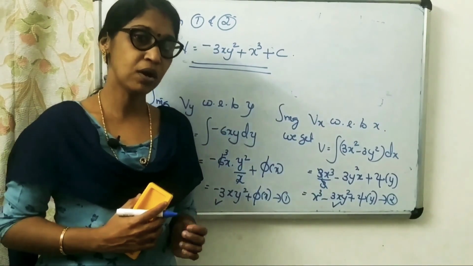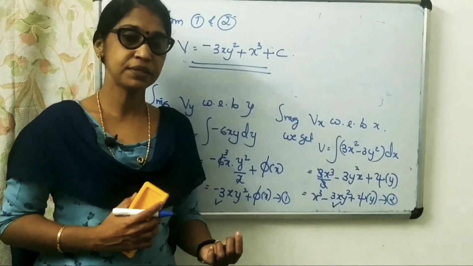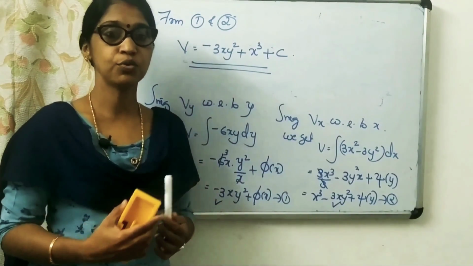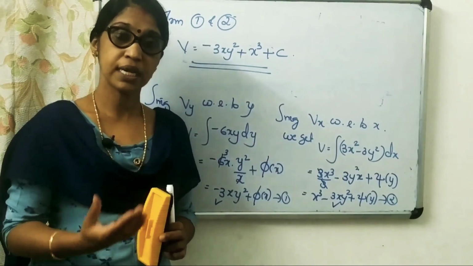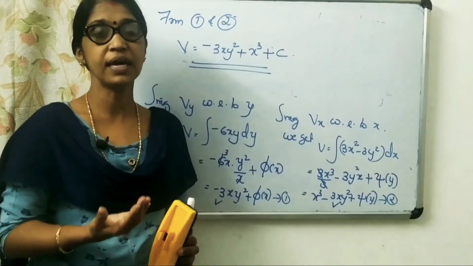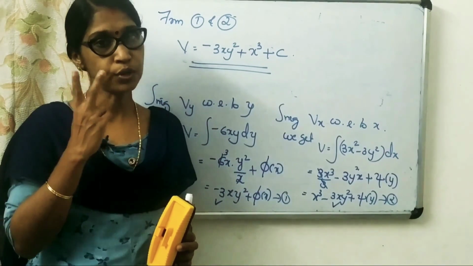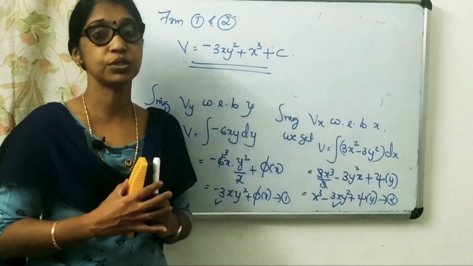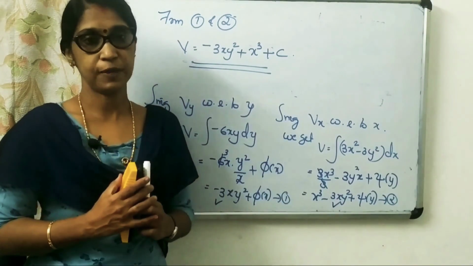So let's recall the steps for finding the harmonic conjugate. First we find ux and uy, then by the Cauchy-Riemann equations we write vx and vy, and from those we find two expressions in v. Comparing those two expressions, we get v.